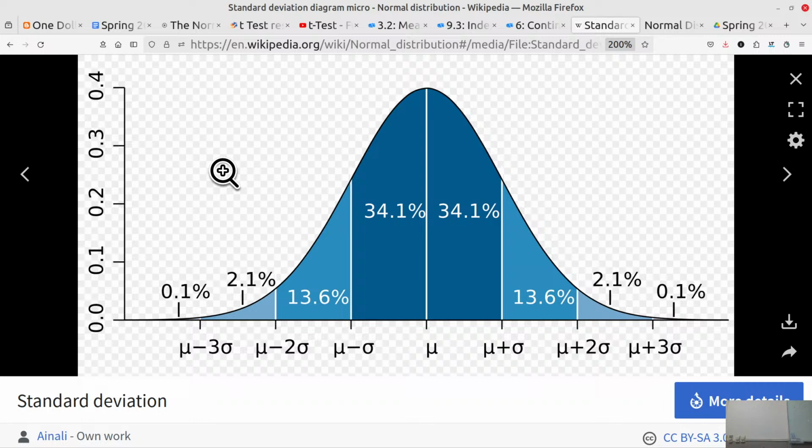Okay, then you can read this, watch it, and put your focus on this diagram, because I think this normal distribution diagram is the most important diagram in our study.